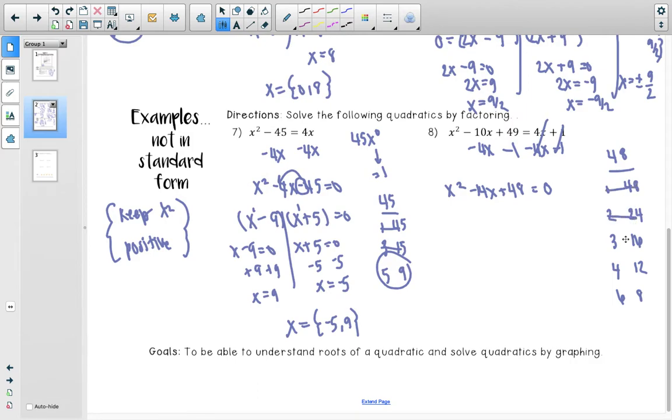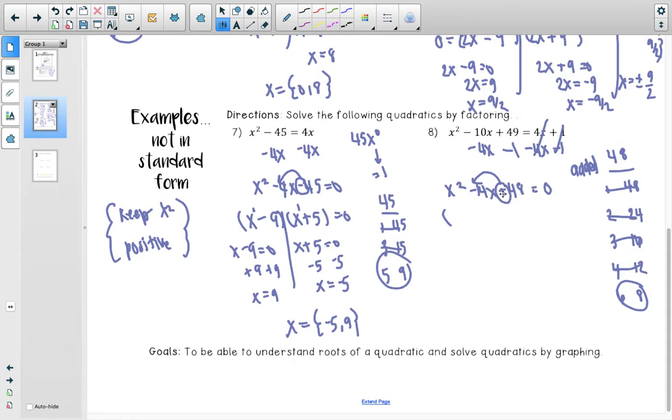2 and 24 will never get 14. 3 and 16 will never get 14. 4 and 12 will never get 14, but 6 and 8, let's see, yes. Now, since this last symbol is positive, you're either going to have a negative and a negative or positive, positive. So you're literally asking yourself, how are these added to get negative 14? And the only one that can be added together to get that is 6 and 8.